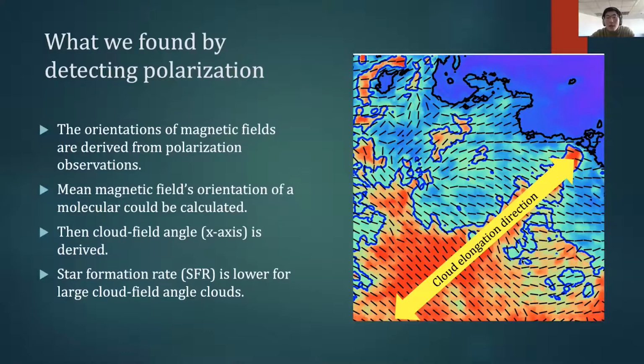And based on such a setup, by detecting the polarization, we derive the directions of the magnetic fields from the above periodically changing polarization signal. For every molecular cloud, we calculate the average direction of the magnetic field. And thus we can get the angle between the cloud elongation direction and the magnetic field.